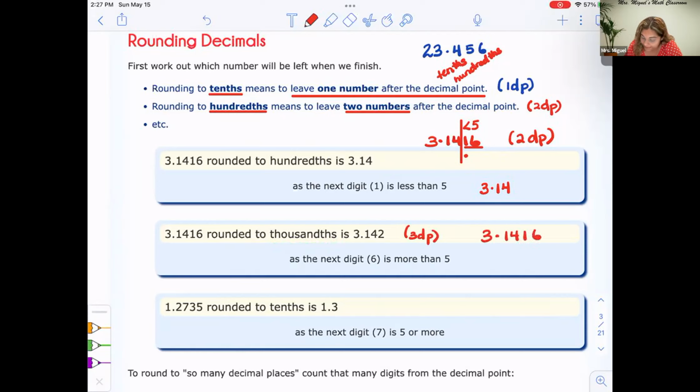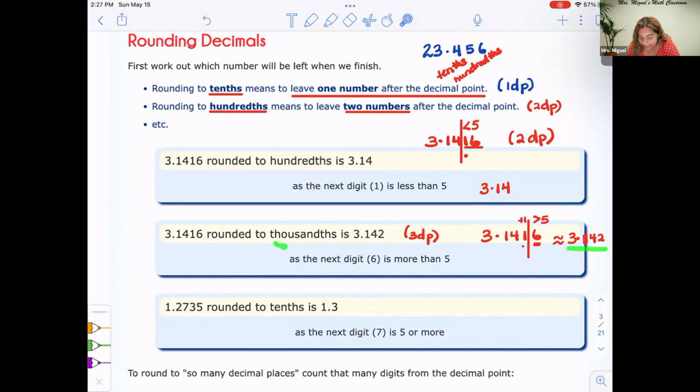3.1416. This is my first, second, this is my third digit. The 6 has a decision to make. It will tell me whether to leave the number before it as 1 or to add 1. Now 6 is greater than 5, which means we add 1 to this one here, giving us 3.142.